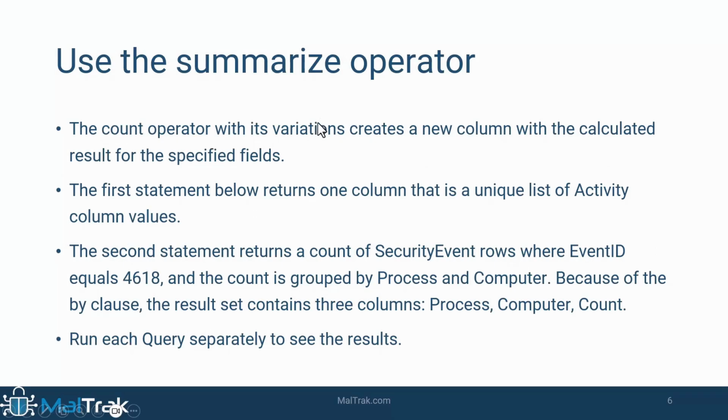Use the summarize operator. The count operator with its variations creates a new column with the calculated result for the specific fields. The first statement below returns one column that is a unique list of activity column values. The second statement returns a count of every security event row where event ID equals 4618, and the count is grouped by process and computer. Because of the by clause, the result set contains three columns: process, computer, and count. Run each query separately to see the results.